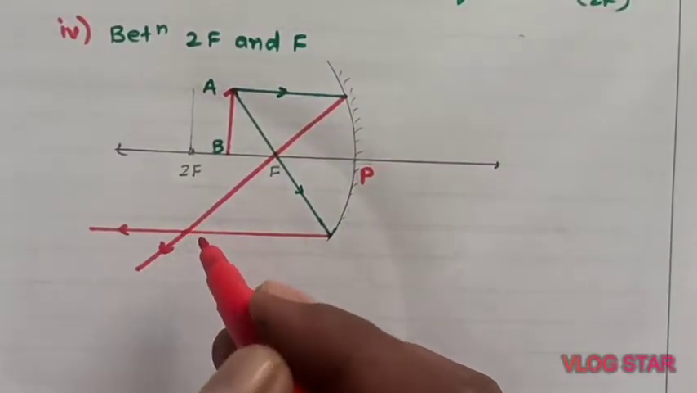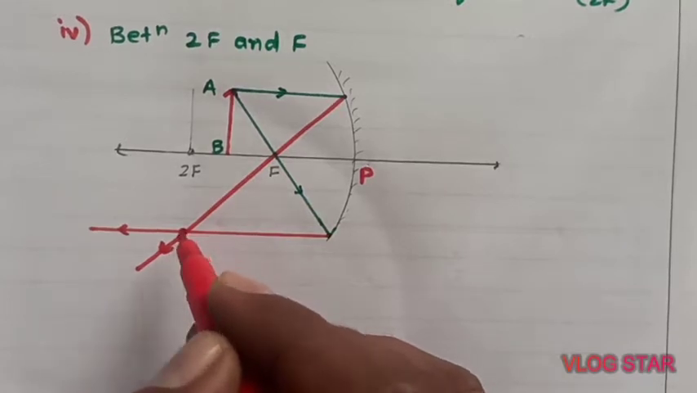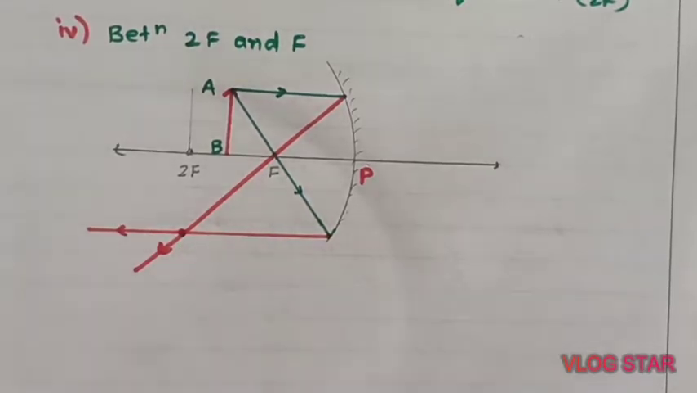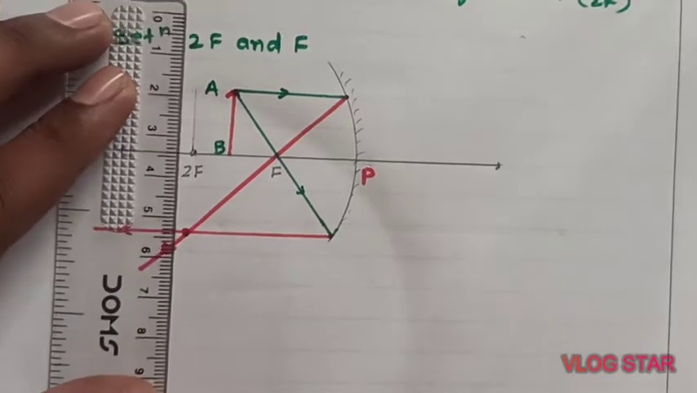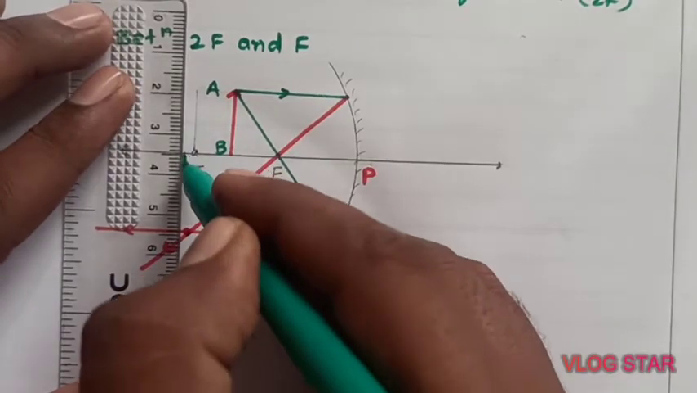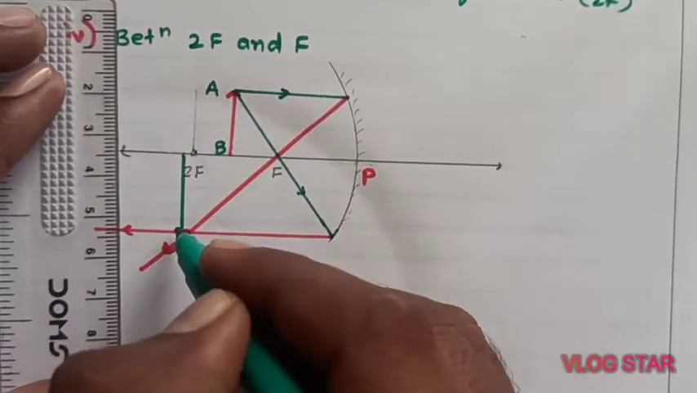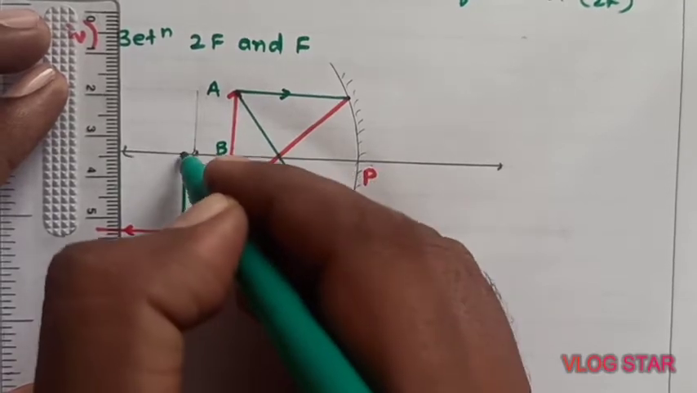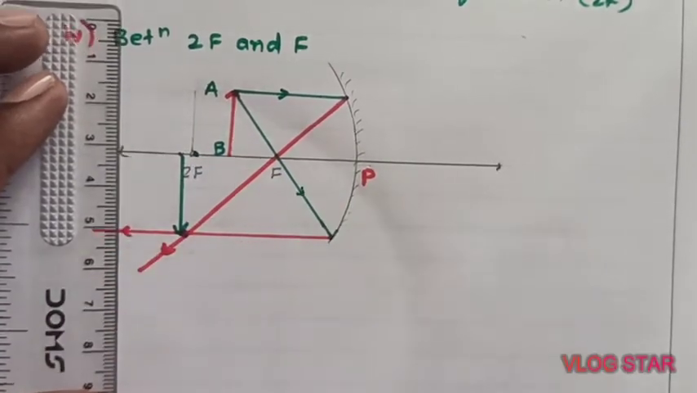So this is the point of intersection. So the image is formed here. So this is just behind the center of curvature. The image is formed behind the center of curvature and inverted. So here is 2f.